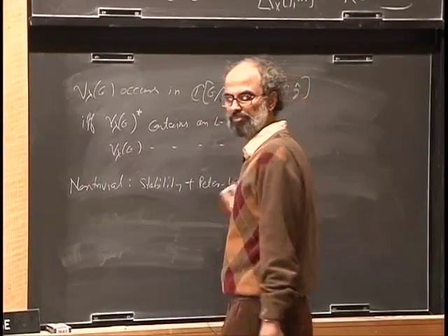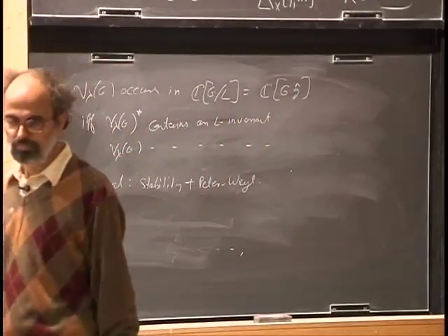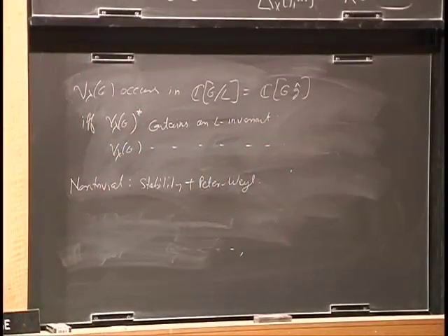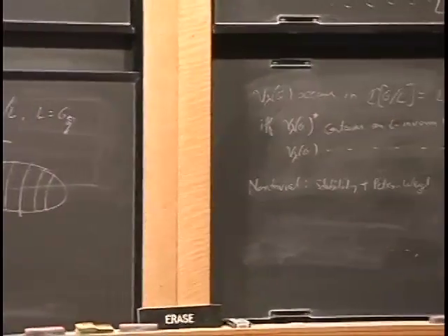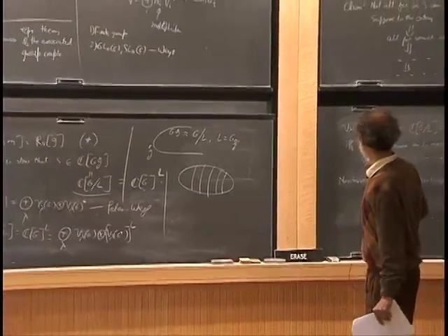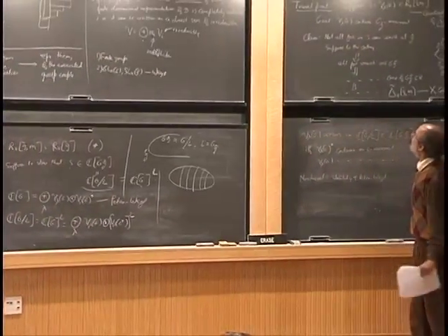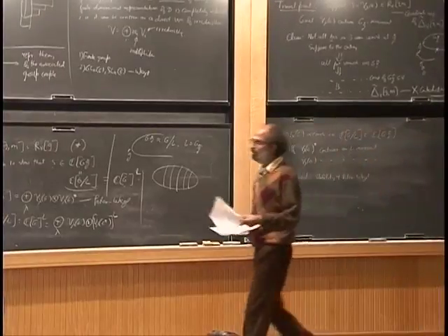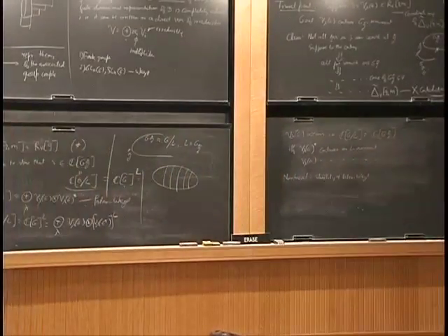Where was this fact that it was closed used? Here, it was closed, because otherwise it won't be a surjective map. So it is stability plus Peter-Weyl. So that proves theorem 1, and theorem 2 is similar.